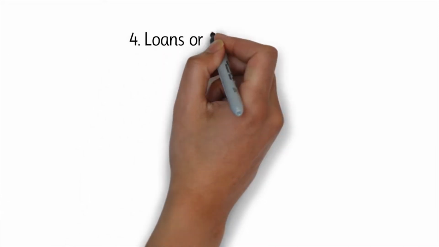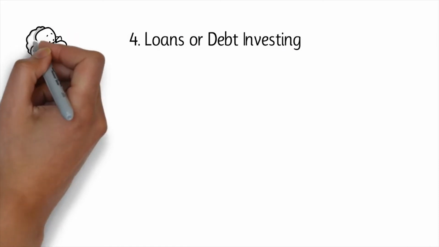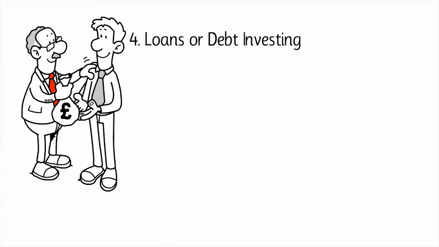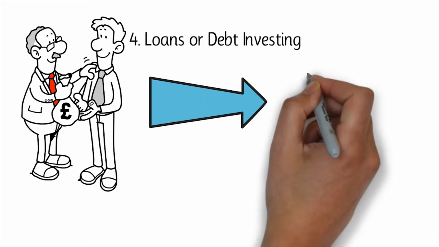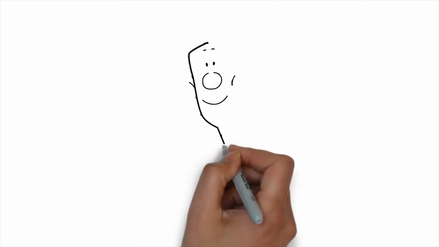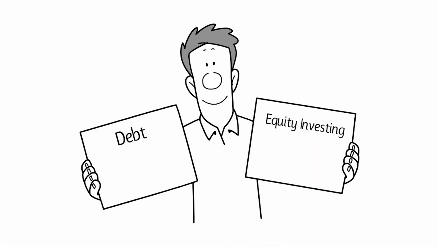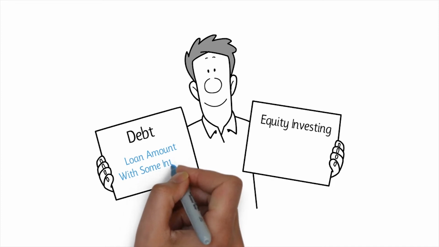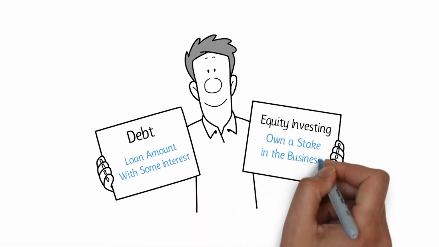Number 4, loans or debt investing. A company or entrepreneur could use debt to provide money required to start or fund the business. Debt investing can come in several ways. It can come from investors or even from borrowing from financial institutions. The major key difference between debt and equity investing is that in debt investing or financing, you receive your loan amount with some interest, while in equity investing, you own a stake in the business.